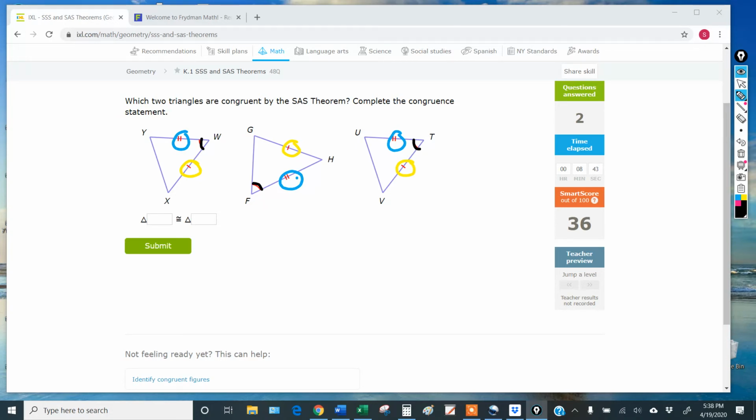So does that mean that all three of the triangles are congruent? That all three of the triangles are the same? No, it does not, because if you notice, you've got to look carefully here. For this triangle, this angle over here is not in between the two sides. Let's keep everything blue and yellow here.